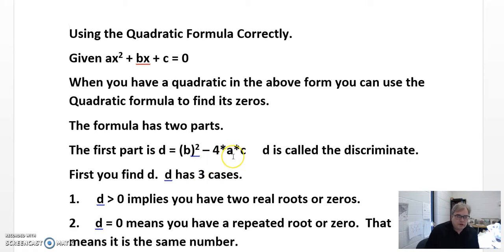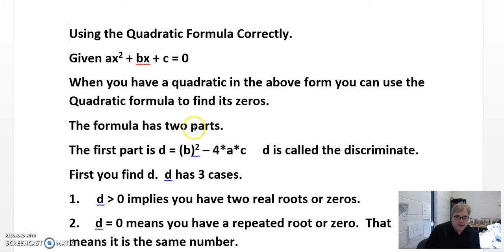Okay, so I'm going to do a video on my expectation of how you're going to use the quadratic formula. First, you have to have your quadratic written in this form equal to 0. It has to be equal to 0 for this to work. And the formula is going to have two parts.